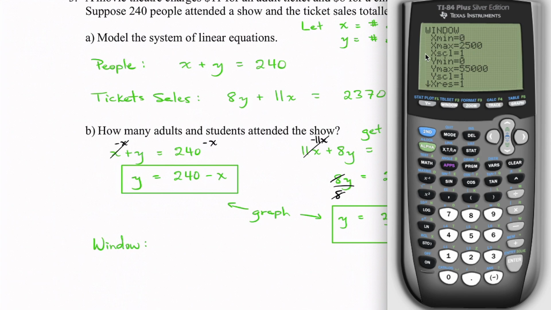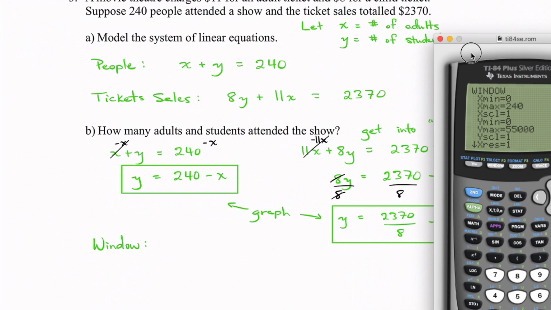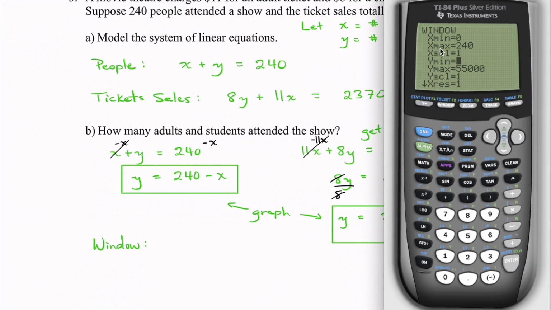We can go to the next one. So x max, so the max amount of adults. Well, I knew there were 240 people total, so I know that the max amount of adults there could be would be 240. So I'll just change this to 240. And then my x scale can just stay as 1. Y min, so y deals with the number of students. So the lowest number, the minimum amount of students, can be 0. And then the max amount of students, again, there's only 240 people, so the max can be 240. And then y scale can stay the same. So we can click graph now.